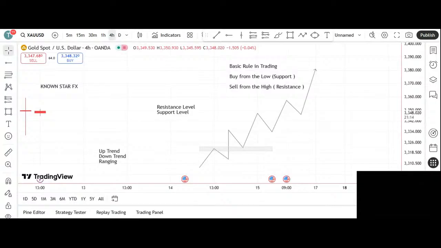Just like we said our support level is the floor, right? We said our support level is the floor, and our resistance level is the ceiling in your room.